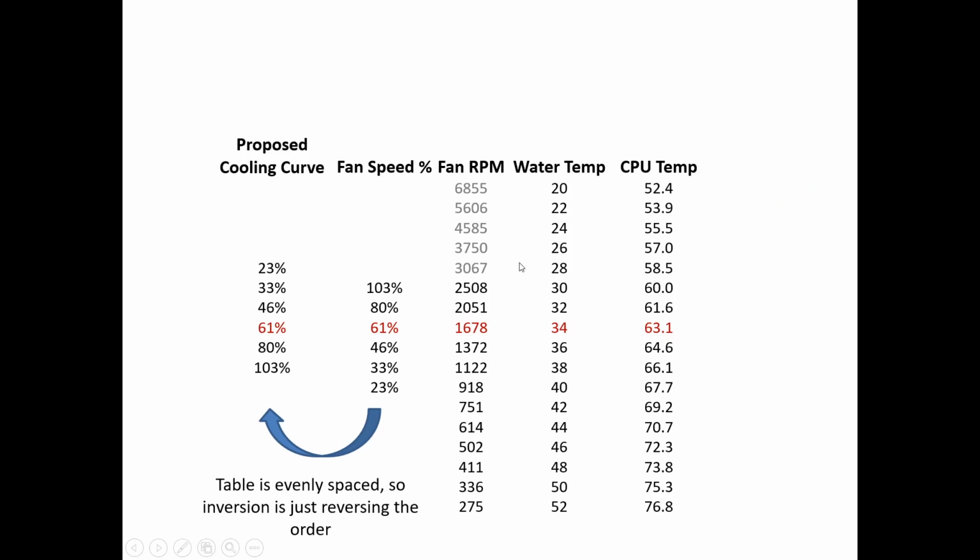I guess the way to look at it logically is that at that fan speed, you would end up with a water temperature of 32 degrees, and then you would end up with a maximum CPU temperature of 61.6 according to this. We can then also use those fan speeds to calculate what percentage that would be of the maximum fan speed. What do we want to run the processor at?